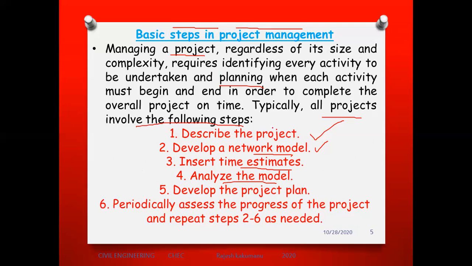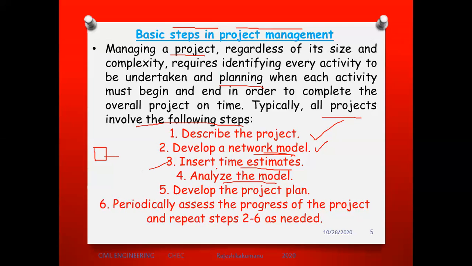Then the next one is developing a network model. So he will show 3D or 2D layouts, and he shows this is a development for the place given. He will show the network model, which means this is a model of a house. From here, this is a view. From the top, this is a view. So like this, he will show the network model.